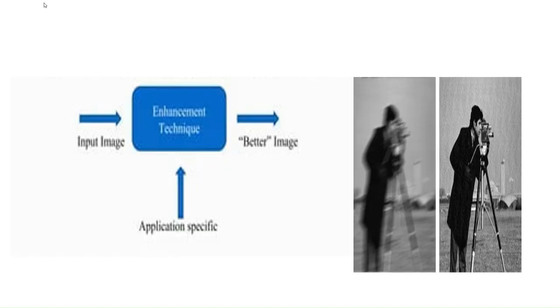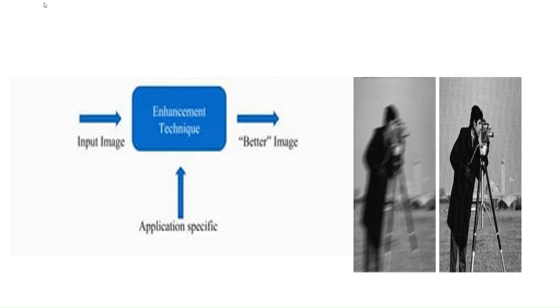Next, this is a diagram of the image enhancement techniques. We are taking the input as an image. Next, we are applying some application-specific functions or techniques to that image, and finally we get a better image. Let us see this example. In this figure, we have two images. The first image is dull and unclear. The pixels of the image are unclear. It is not in HD format.